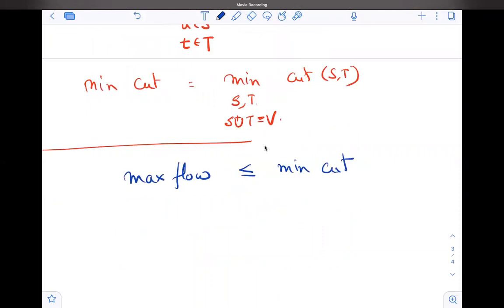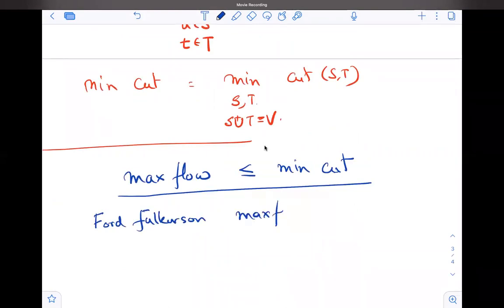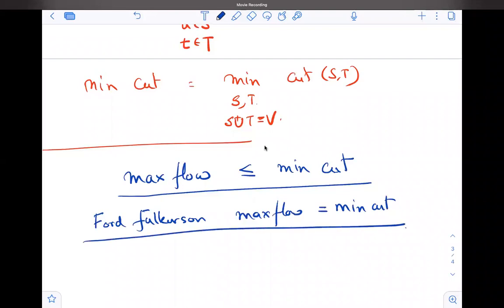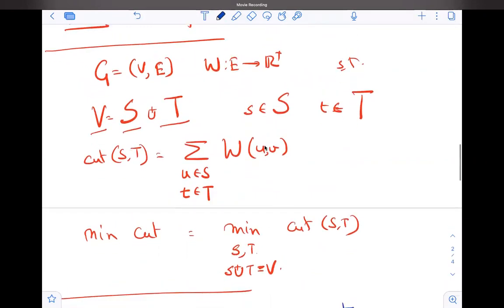Now it so happens that these two are actually equal. This is something that you saw in your course earlier. This is what Ford-Fulkerson proved: that max flow is of course less than or equal to, but is actually equal to min cut. Now, you all understand this cut thing? Correct? Yes, sir. Wonderful.